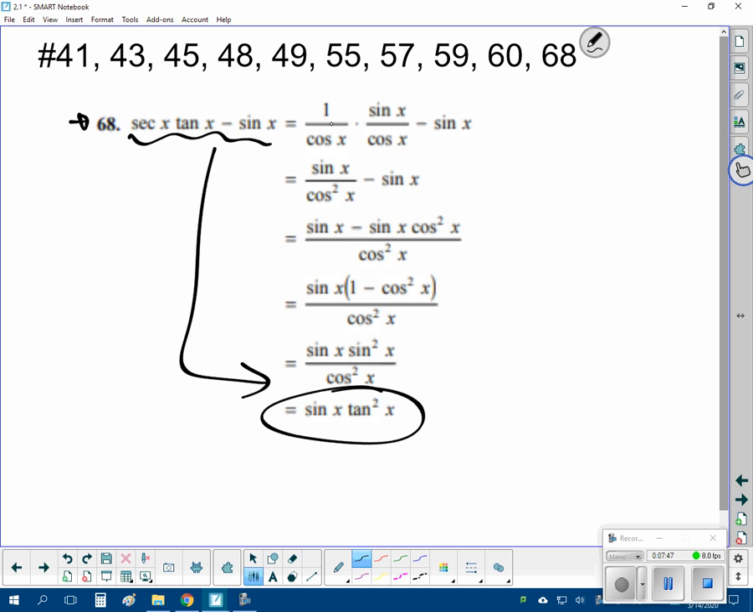All right, so they wrote everything as sines and cosines. Go ahead and multiply these together. You would then get this. And then they did a common denominator. So we still have that sine of x in the numerator, but this would then have to be multiplied by cosine squared. Factor out a sine. 1 minus cosine squared is equal to sine squared.